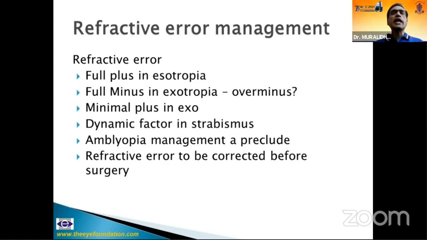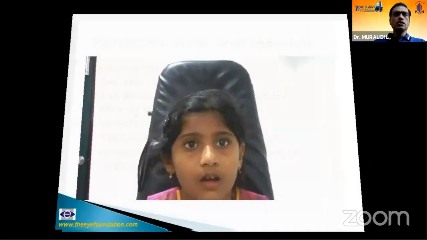So these constitute the dynamic factor in strabismus. And before you take up a patient for strabismus surgery, you should have completed the amblyopia management. Either the amblyopia should be refractory or the improvement should have stopped happening. In certain select cases, like in congenital third nerve palsy, you do strabismus surgery before amblyopia. But as a prelude to strabismus surgery, amblyopia management should have been done.